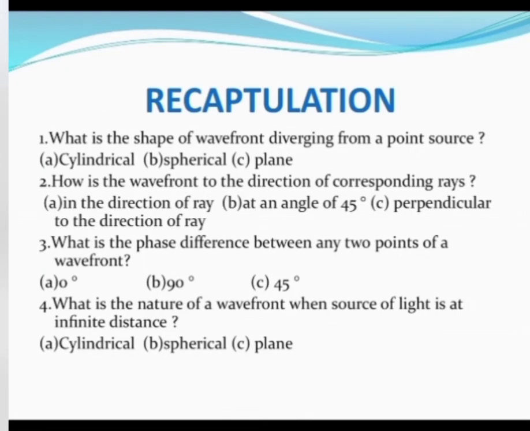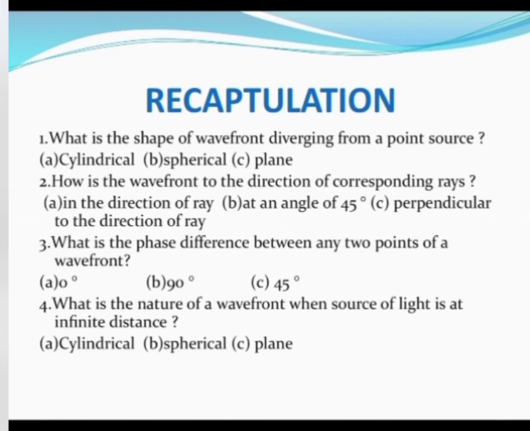Recapitulation. Question number 1. What is the shape of wavefront diverging from a point source? Option A is cylindrical. Option B is spherical. Option C is plane wavefront. It is clear from the question that the source of light is a point source, so the wavefront formed is spherical. So the right answer is option B.